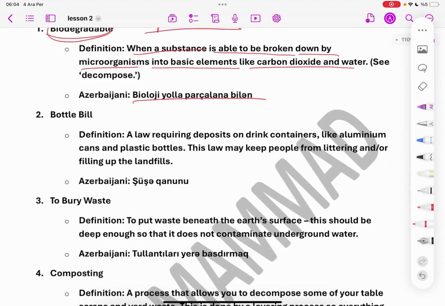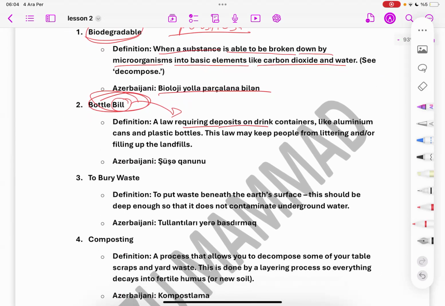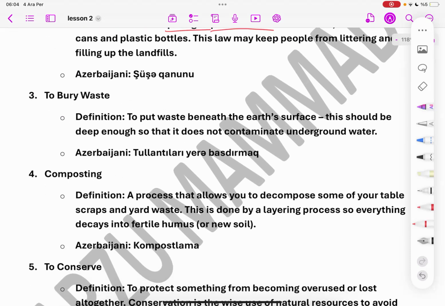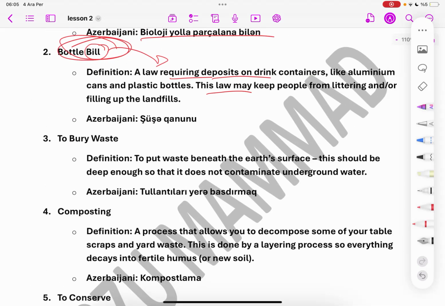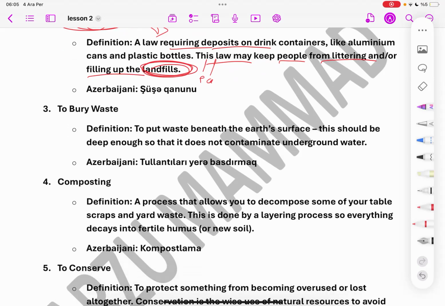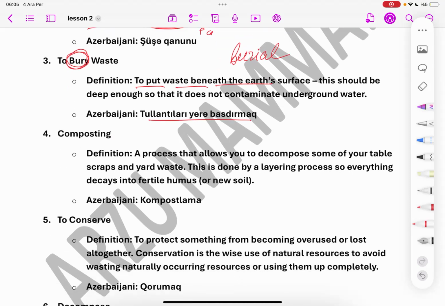Bottle bill. A bill is like a law, requiring deposits on drink containers. You can make use of this topic in the topic of environment when you write an essay or in your speaking and so on. This law may keep people from littering or filling up their landfill. We have already covered the word landfill. To bury means to put waste beneath the earth's surface. Its noun form is like this. You can see its translation.